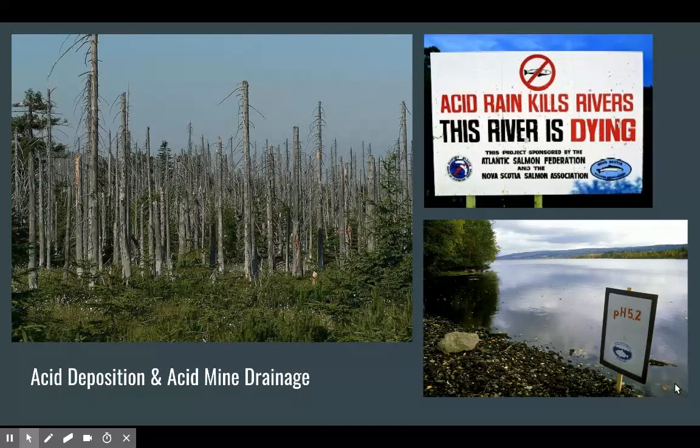About 40 years ago, people started to notice in the US, Northern Europe, China, and Russia that forests, soils, lakes, and streams were becoming more and more acidic. As a result, you can see in the picture on the left, forests began to die, and the water acidity was unable to sustain fish.